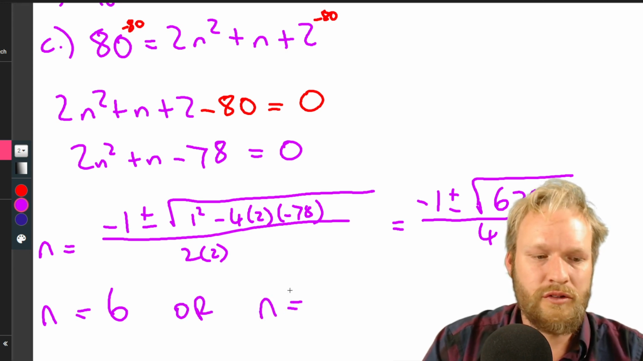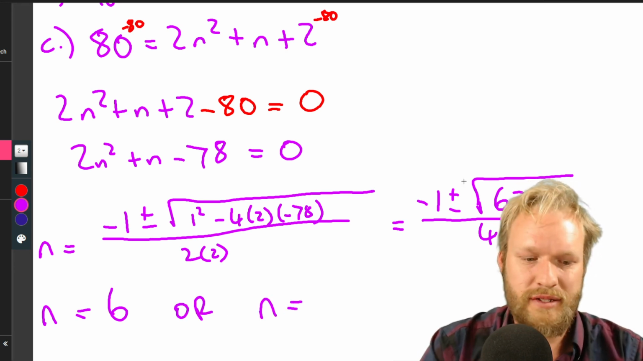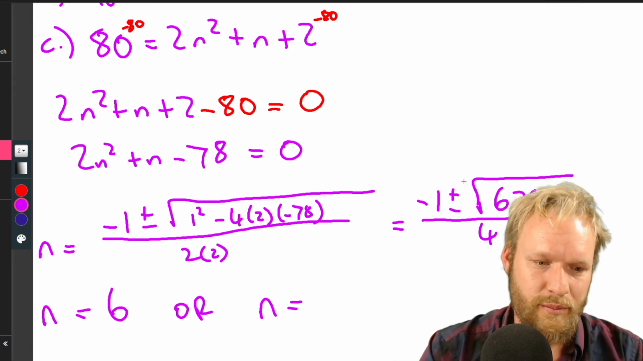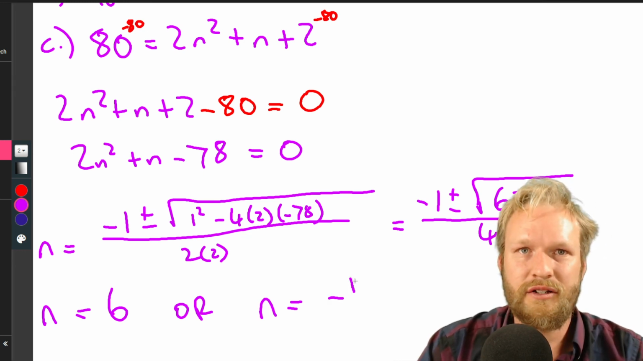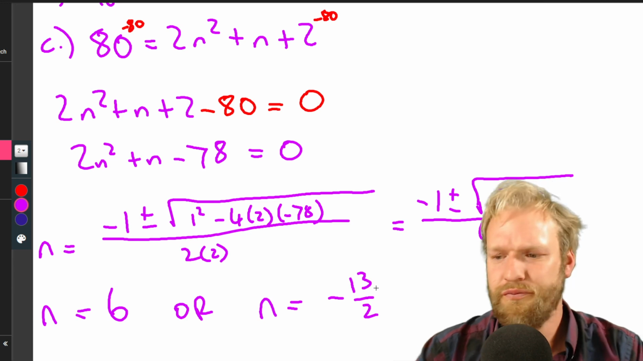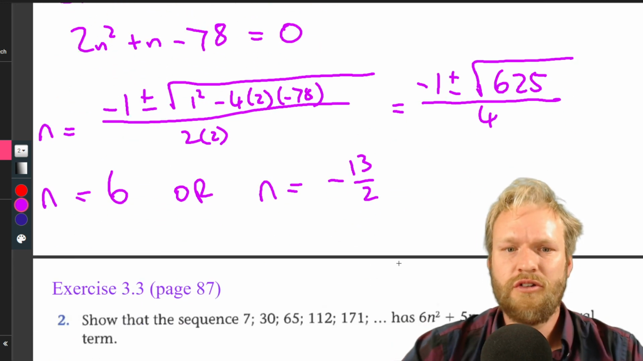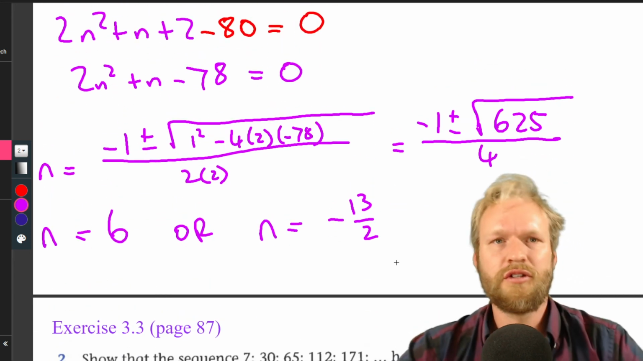So that was if that was a plus. I'm going to change that to a minus. And we get minus 13 over 2. Okay, so we got 2 possible solutions.